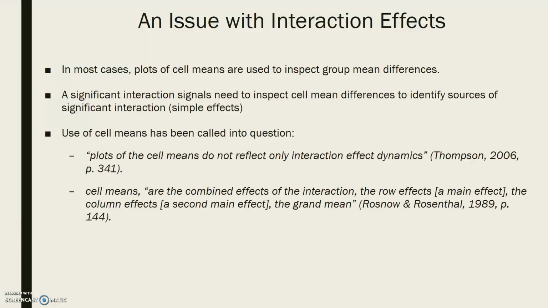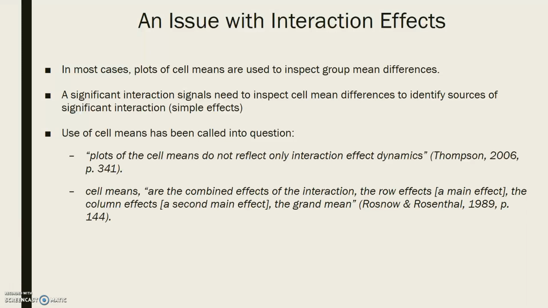For example, Thompson says the plots of cell means do not reflect only the interaction effect dynamics. More specifically, Rosnow and Rosenthal report that the cell means are the combined effects of the interaction, the row effects, the main effect for factor A, the column effects, the second main effect, perhaps factor B, and then also the grand mean, the mean for everyone from whom data has been collected.